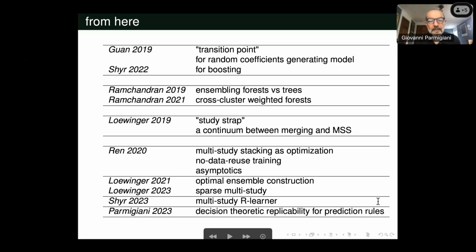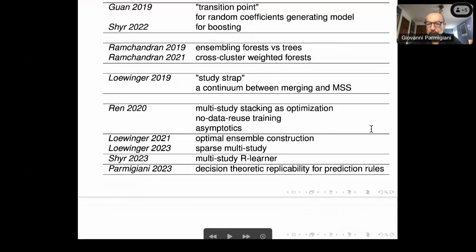Maya Ramchandran did 2 papers in the context of random forest, and I'm going to say a little bit more about the second paper. I think I want to do that and skip the decision theoretic, more philosophical part. Maybe we'll talk about that offline. On an algorithm that we call cross-clustered weighted forest. I'll tell you all about that in a little bit.